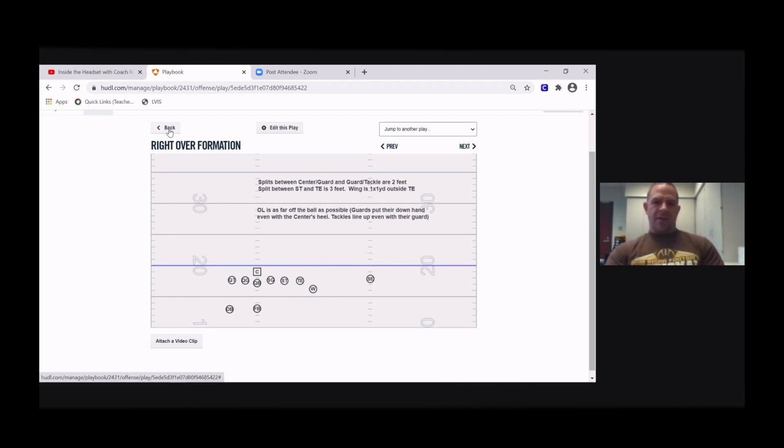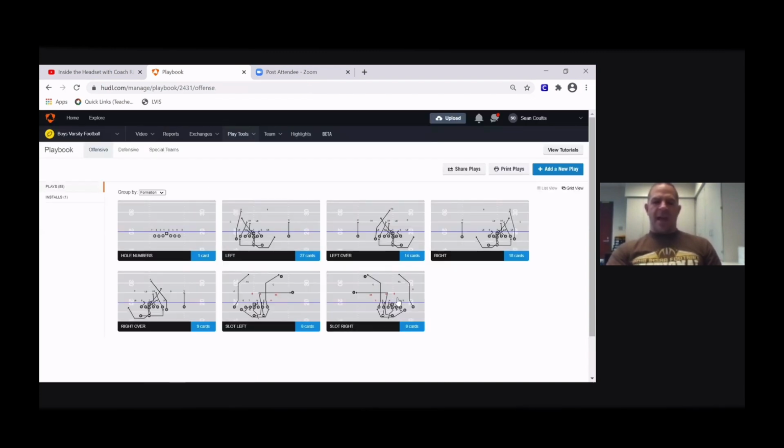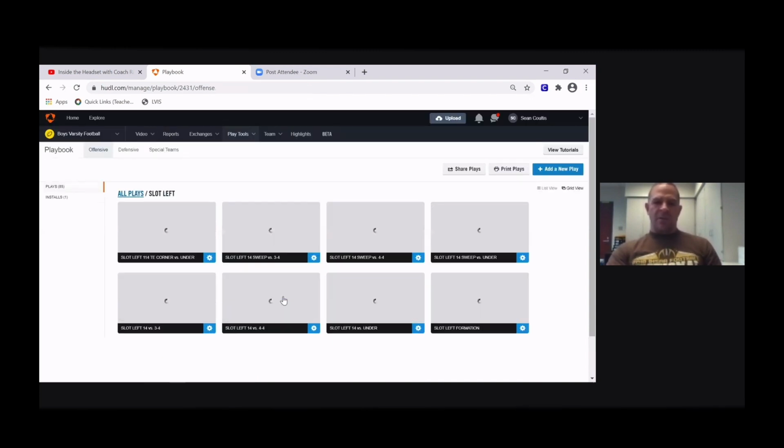Okay. And in just a second here, I'll get into why we do these different looks and what they're good against, and again, how we can run all of our plays out of these looks. And then the last look we have is slot left and slot right.